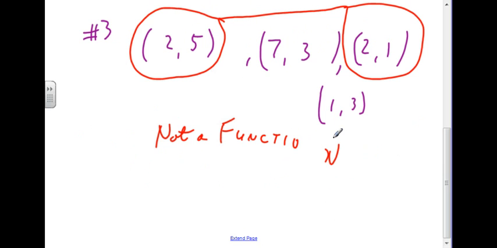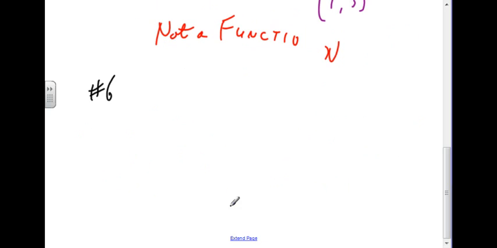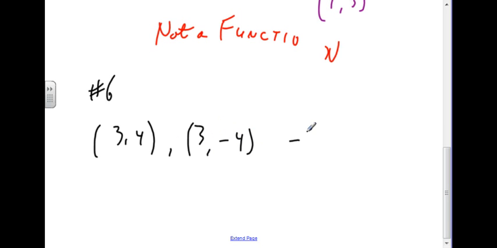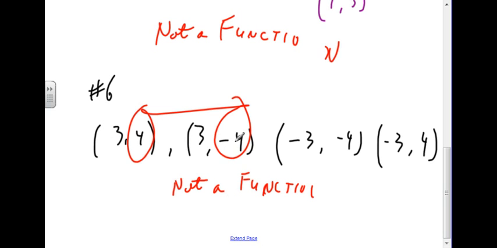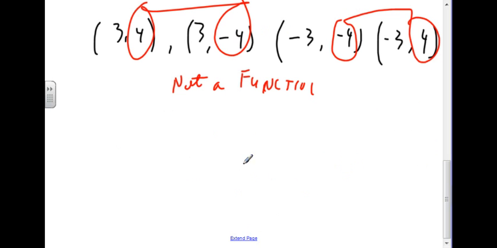All right, we'll look at 6. Hmm. 3, 4, 3 minus 4, minus 3 minus 4, minus 3 plus 4. Not a function. Two problems. First problem there, 3 can't give me plus and minus 4 both. And same thing here. 3 can't do that.